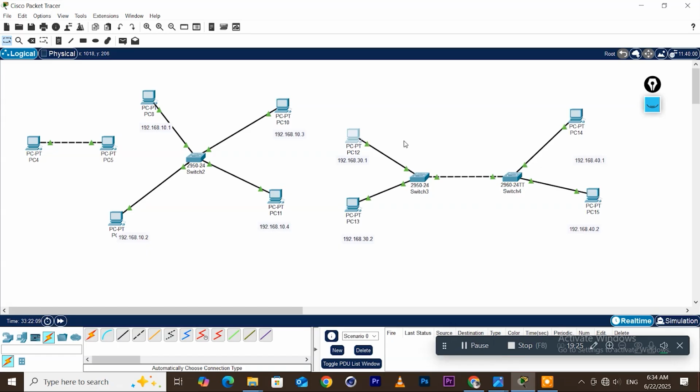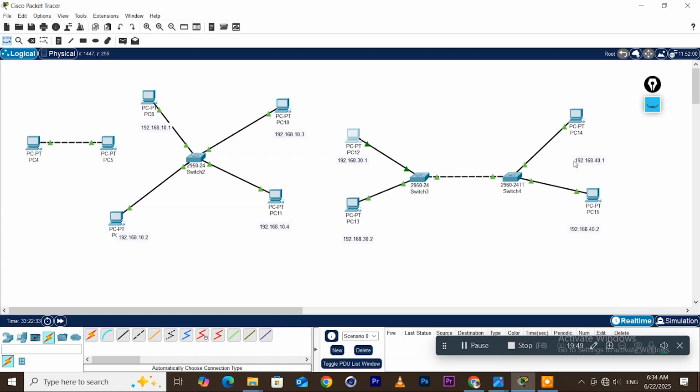These PCs communicate with each other on this side. Let's assume these are those sitting in the IT department and these are those sitting in the sales department. This PC can communicate with this, but why can't it communicate with this? The answer is pretty simple, guys, because they are in different networks.